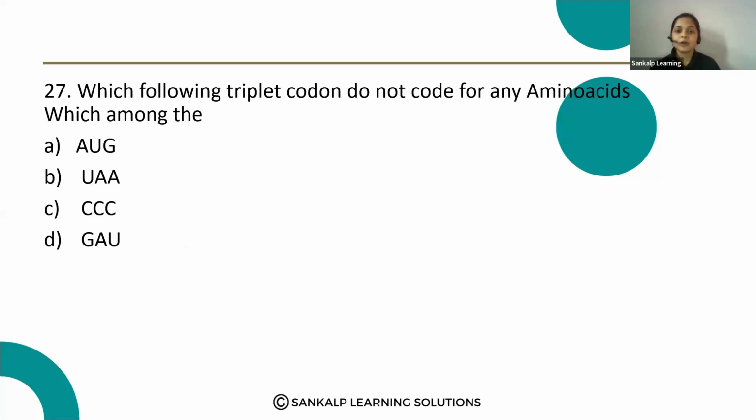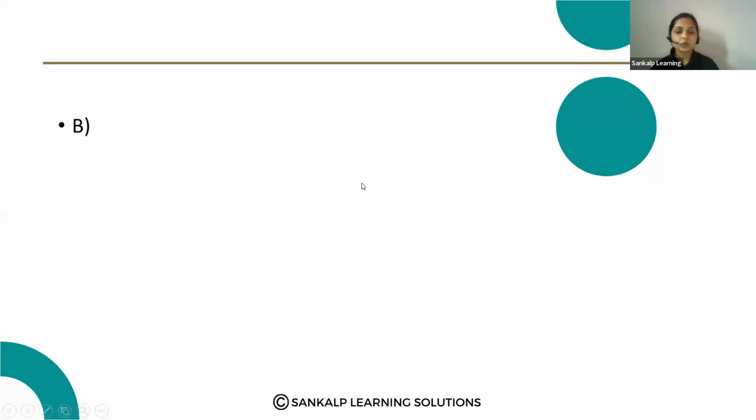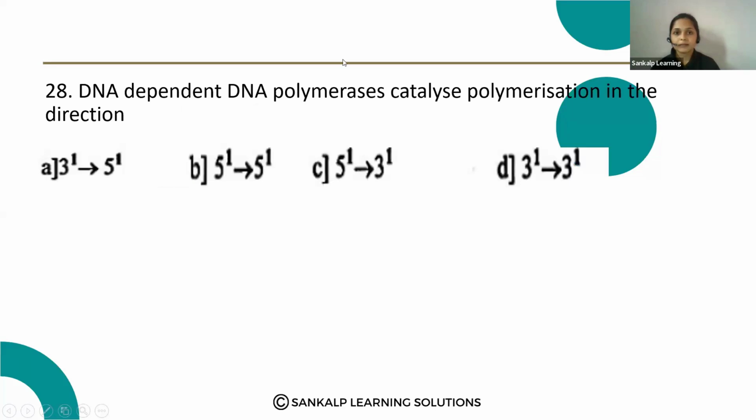Next question. Which of the following triplet codons does not code for any amino acid? AUG is the initiator codon, UAA, CCC, GAU. Here UAA does not code for any amino acid because it is called a stop codon. Next question.